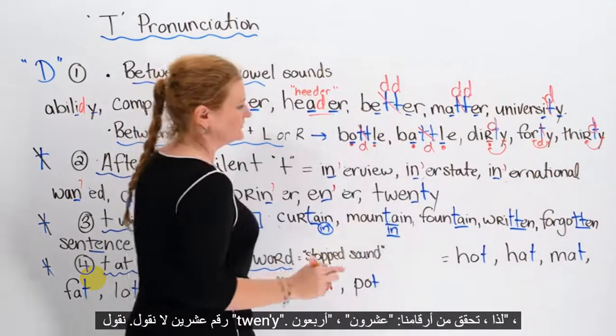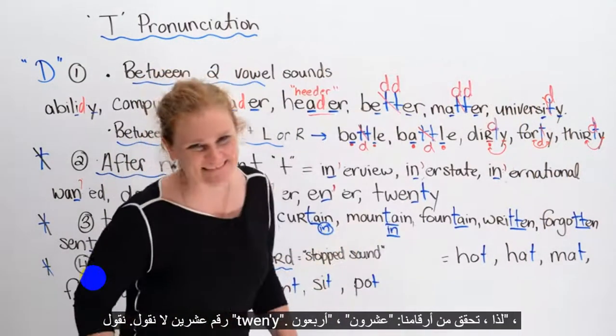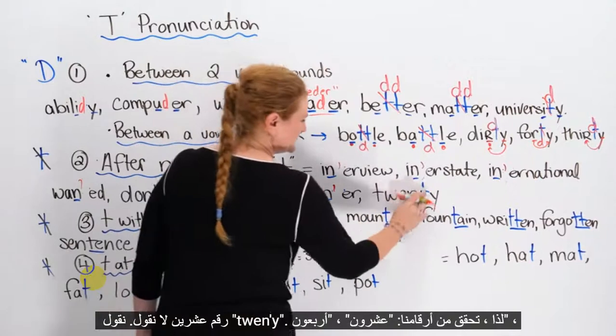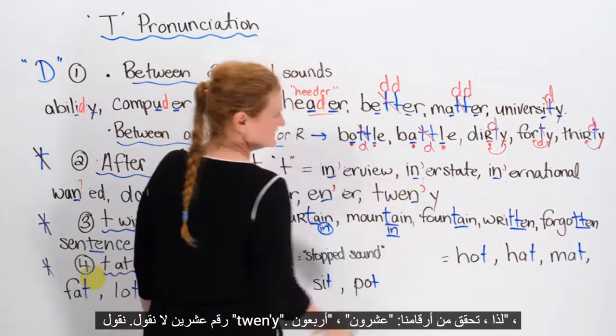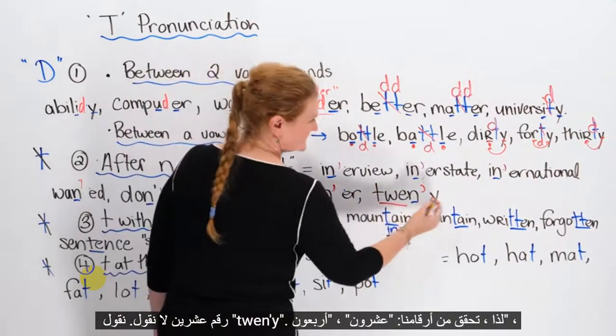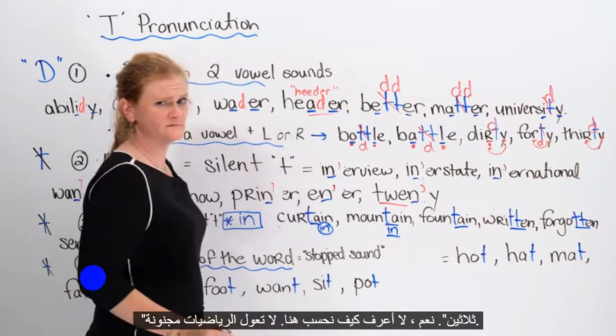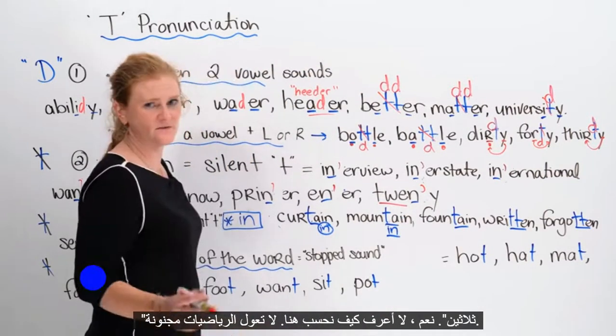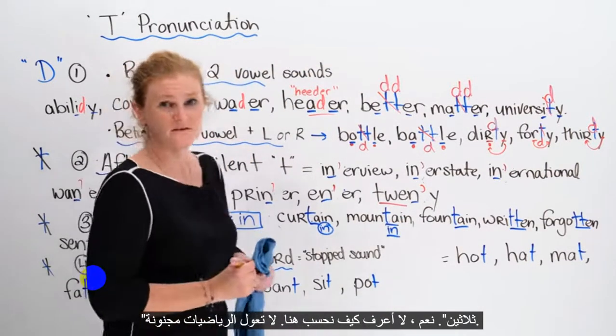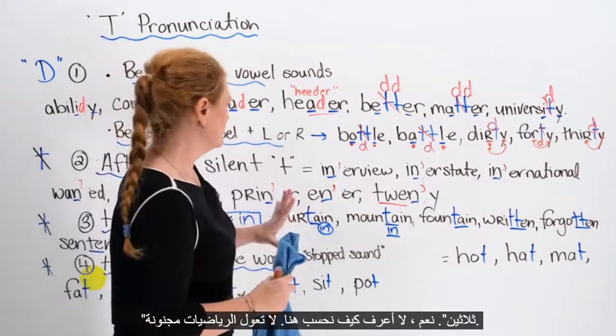The number 20, we don't say twenty, we say twenty. So check out our numbers. 20, 40, 30. Yeah, I don't know how we count here. Don't count. Math is crazy.